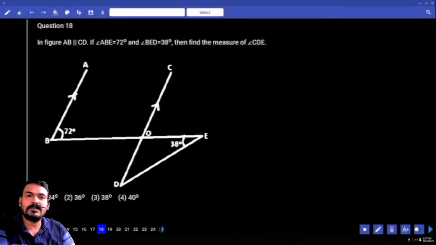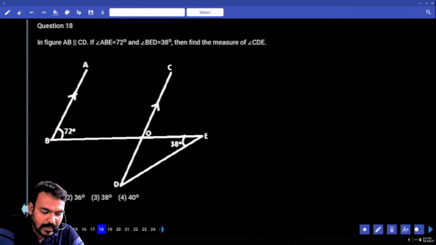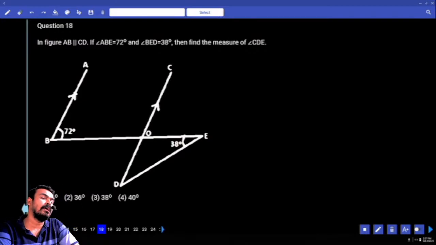In the figure, AB is parallel to which one? CD. Angle AB is equal to how much? 72. Angle BD is equal to 38. What is the measure of angle CDE? Here, are the B value and O value the same or different? Same angles. If the B value is 72, the O value is also 72.